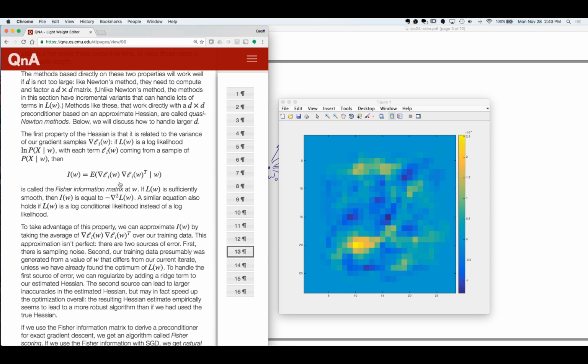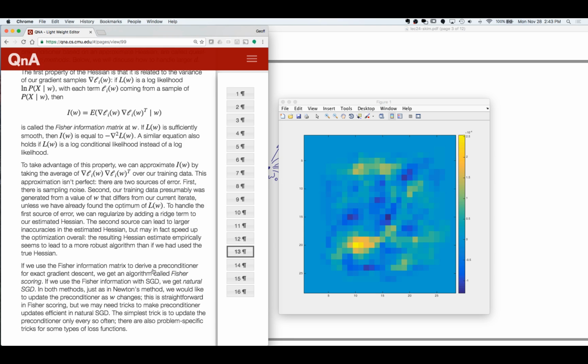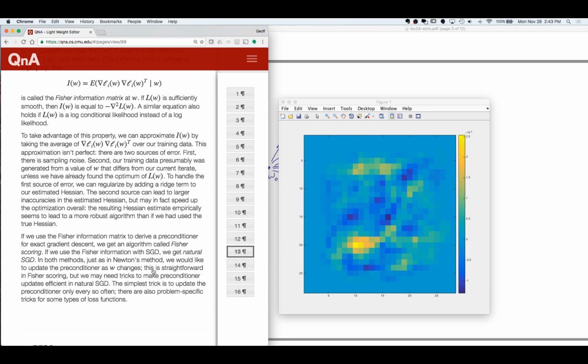All right, so that's the Fisher information matrix. And we can then approximate the Hessian with the Fisher information matrix, take its inverse, take its square root, and use that to make a preconditioner for gradient descent, or for stochastic gradient descent. If we do it for gradient descent, we get an algorithm called Fisher scoring. And if we do it for stochastic gradient descent, we get natural stochastic gradient descent.